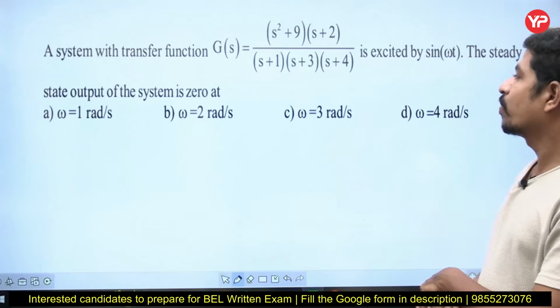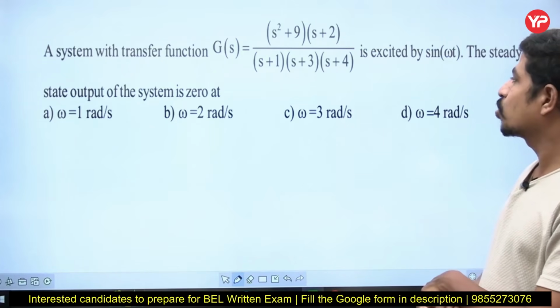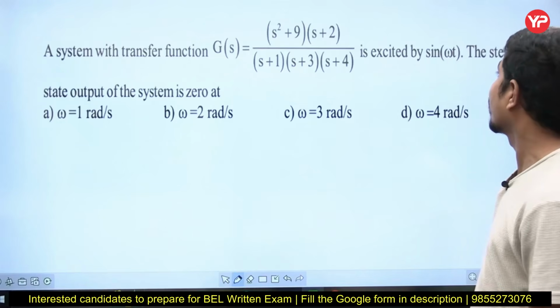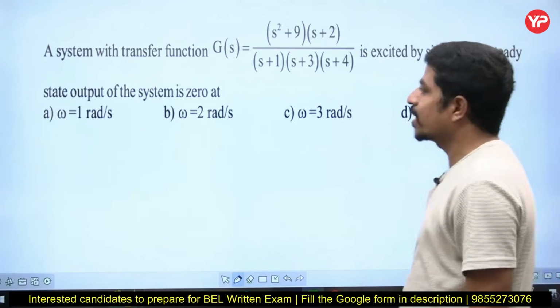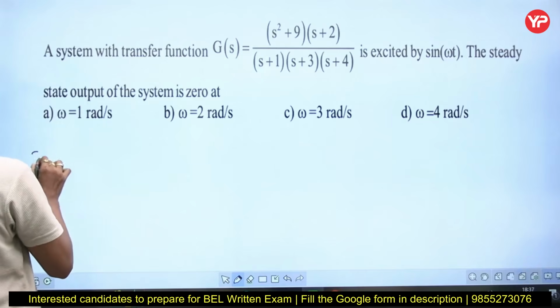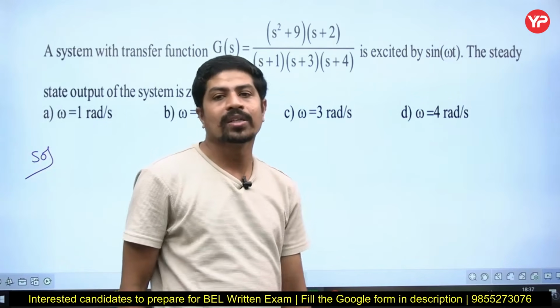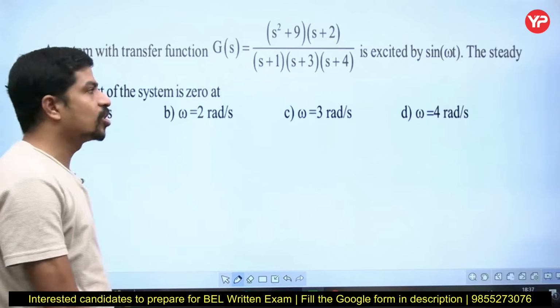A system with a transfer function G of s is equal to (s square plus 9) into (s plus 2) by (s plus 1) into (s plus 3) into (s plus 4). It is excited by sin omega t. The steady state output of the system will be 0 at... You want that output to be 0, and he is keeping sin omega t as the input. When you are giving sin omega t as the input, you must replace s with j omega.